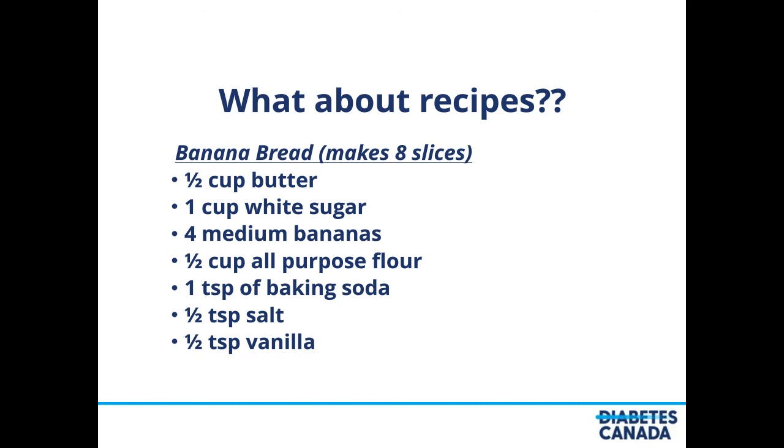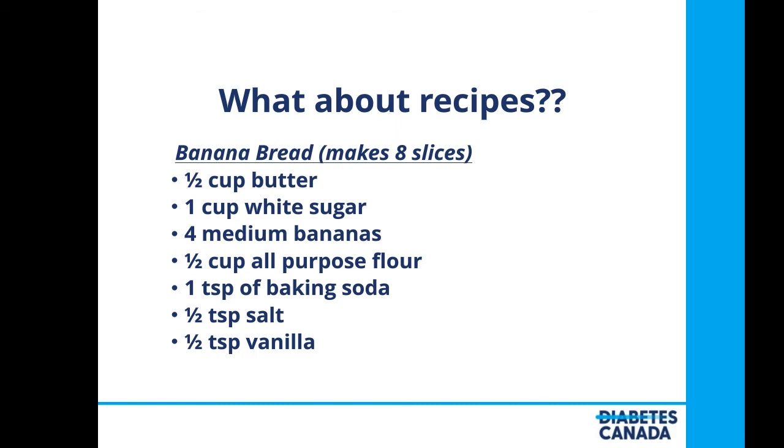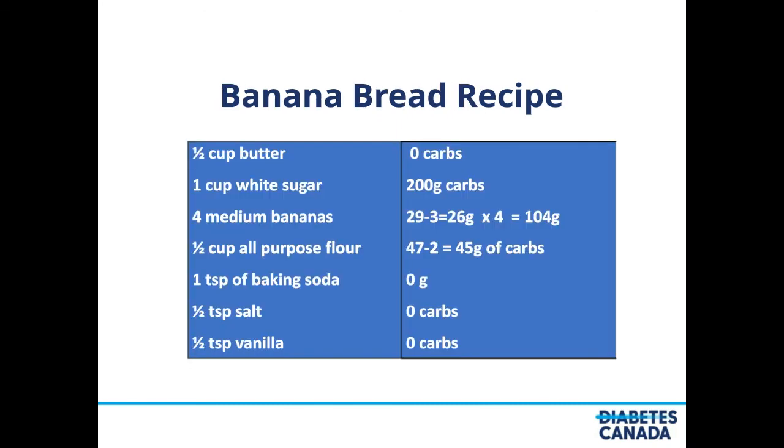So let's see what we all got. 1/2 cup of butter was 0. 1 cup of white sugar would be 200 grams of carbs with no fiber. The 4 medium bananas would be a net carb of 104. The flour is 45. If we add all that together, that would be 349 grams of carbs for the loaf. So per serving, if we cut it into 8 pieces, that would be almost 45 grams of carbs, or 3 servings.